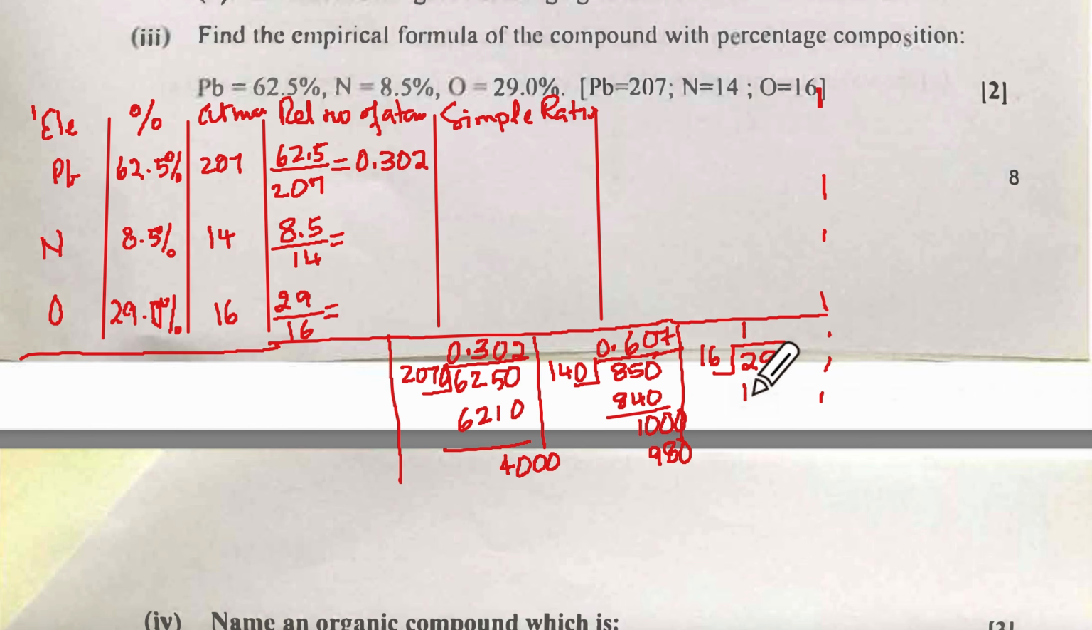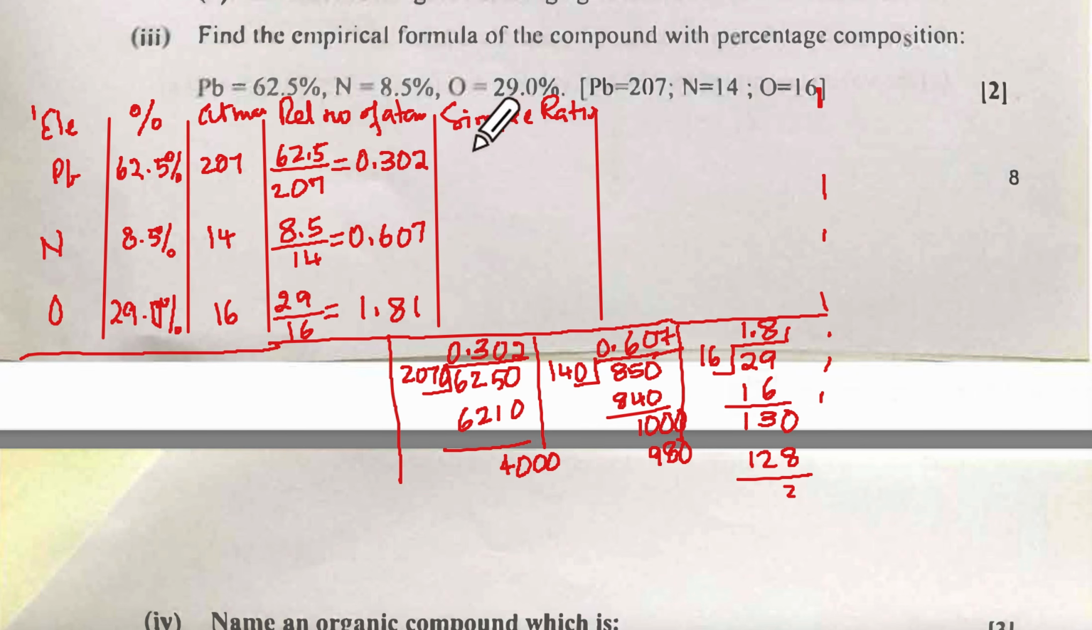16 ones 16. Remain 13. 1.8. It is 8. How many times? 128, no? 81. Okay, so this is 0.607 and this is 1.81.